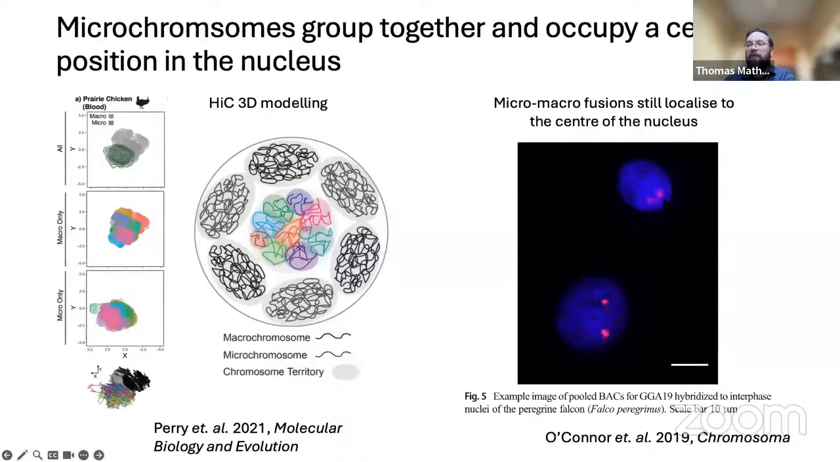So here we have an image of a falcon nucleus, and it's been stained for a chromosome which is a fusion of a large macrochromosome and a small microchromosome. The staining shows that this fused chromosome still is found in the center of the nucleus, even though it's now a large chromosome. So it's likely that there are some features of the microchromosomes themselves that promote this clustering in the center of the nucleus, rather than it just being a size-dependent thing. And this clustering of the microchromosomes together in the center of the nucleus has a very distinct signal when you look at the Hi-C contact map, and we'll have a look at that in a bit.